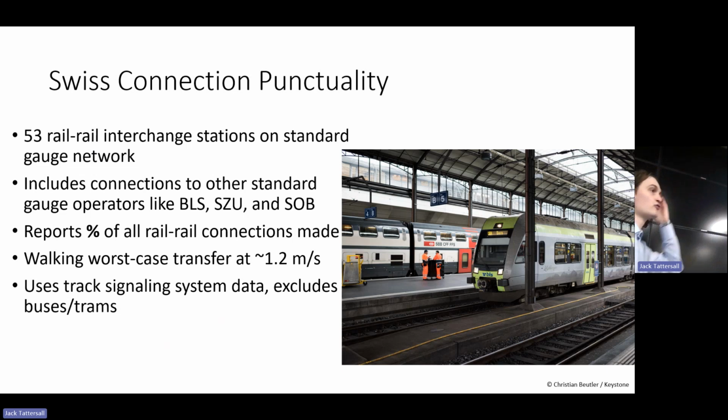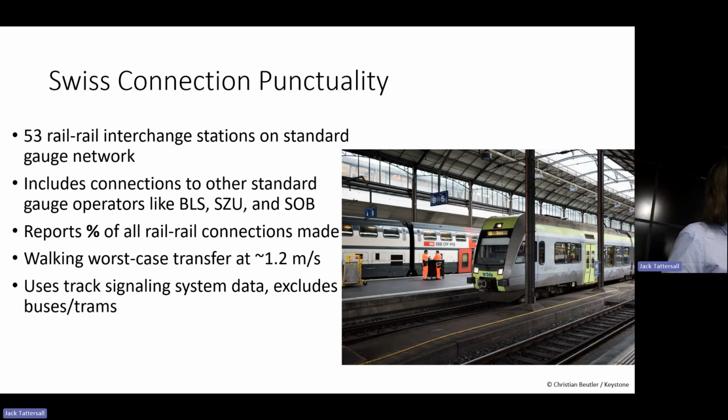And this includes connections to other standard gauge rail operators in Switzerland, like BLS, SOB, and others. This uses track signaling system data to understand train arrivals and departures. So it's not usable with other services like buses and trams that aren't tracked in real time by that. But they apparently use a similar approach in scheduling connecting bus services so that you, again, have an easy transfer. And so that highlights the importance of allowing sufficient time to make one's transfer, and that's going to inform our metric.